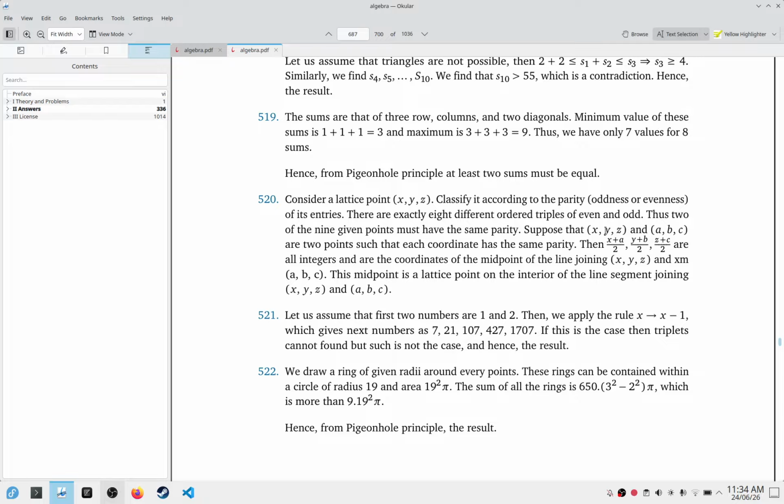So if the parity is the same, then x and a are either both odd or both even. And thus (x plus a)/2 will be integral. Okay? If both are odd, the sum will be even. If both are even, the sum is even. And that is why we will have integral points for these.